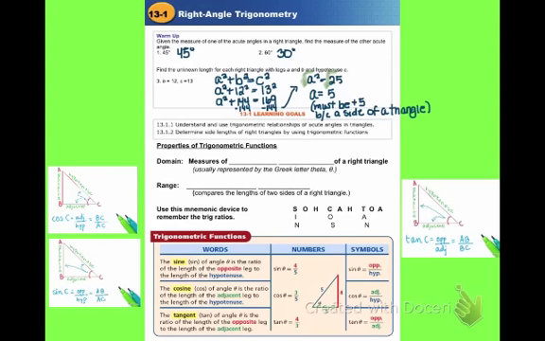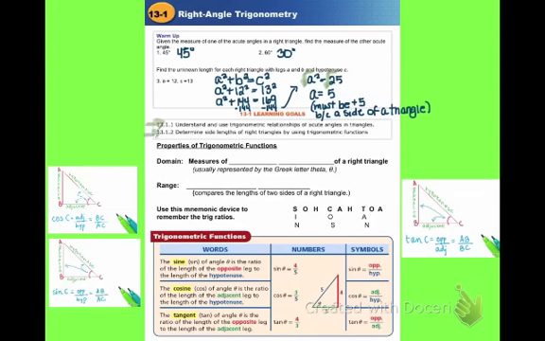Okay, so as I said before, we're going to learn some basics about right angle trigonometry. And so our two learning goals are first to understand and use trigonometric relations of acute angles in triangles, and secondly, to determine side lengths of right triangles by using trig functions.